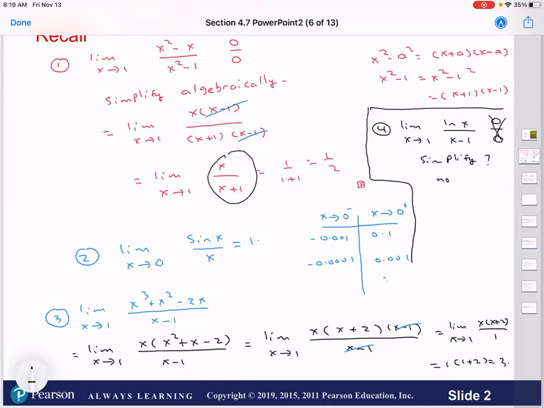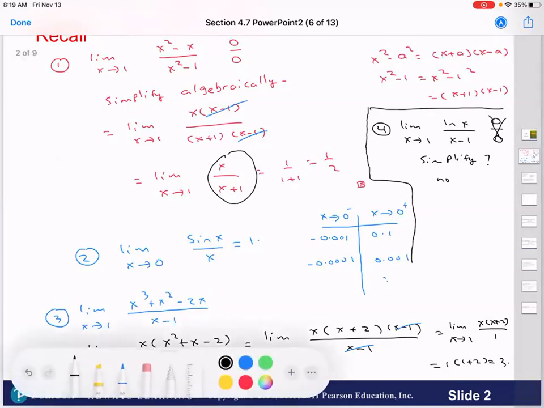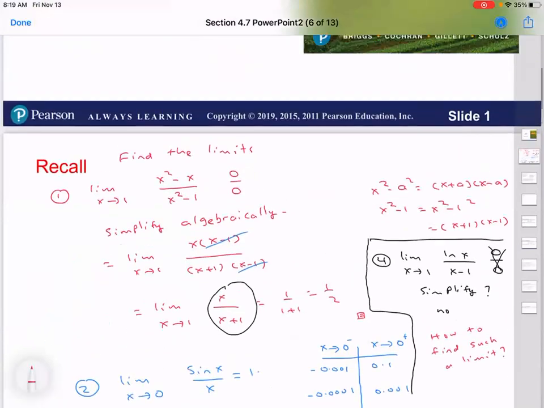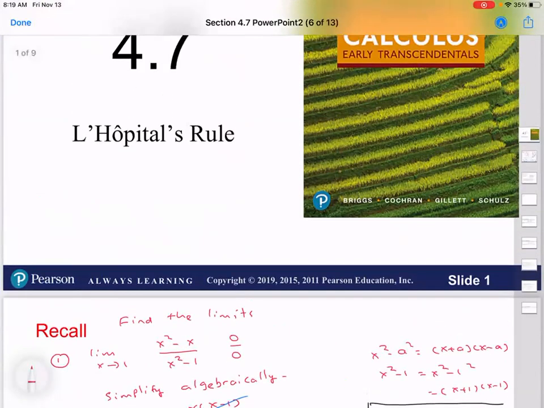Are you all following me? What do we do? How do we find the limit of such a function? Okay, so how do we find such a limit? The answer is given by L'Hopital's rule.